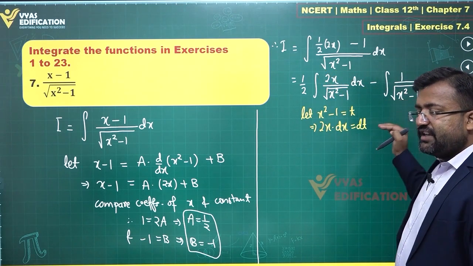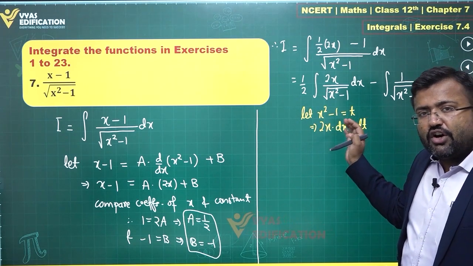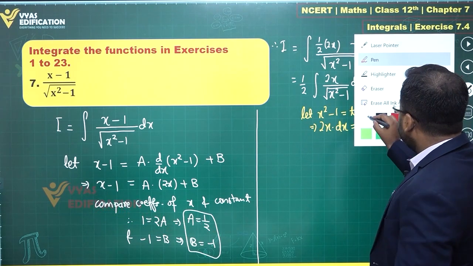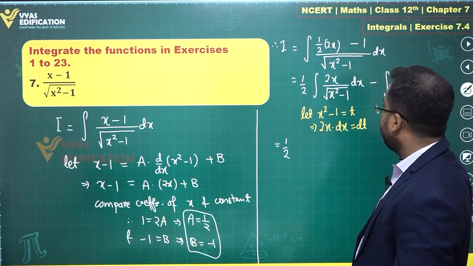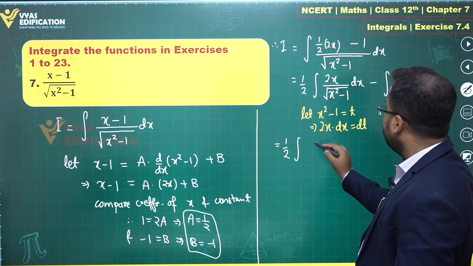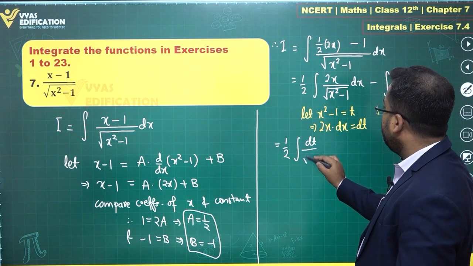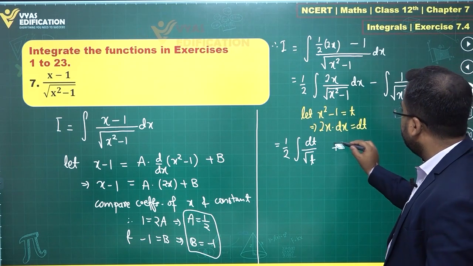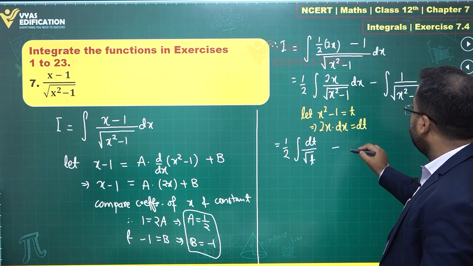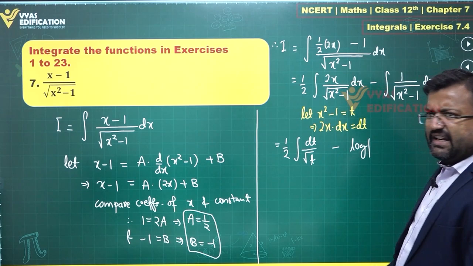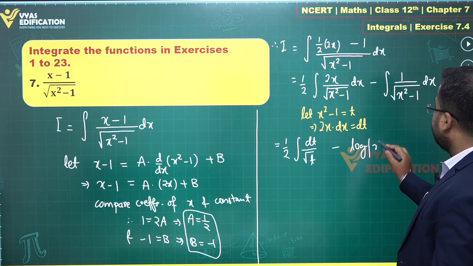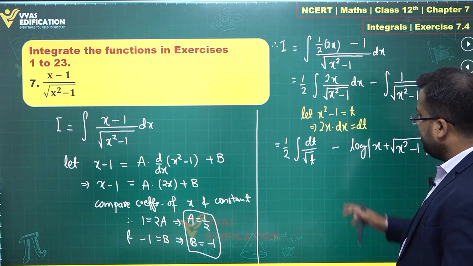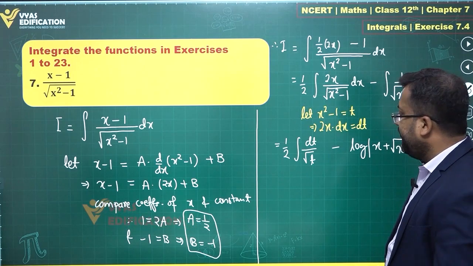And the second here is a standard formula. What is that? Integral of 1 upon under root of x square minus a square is equal to log modulus of x plus under root of x square minus a square. That's a simple thing, right? So using this substitution, this becomes 1 by 2 integral of dt upon under root of t, minus, this is log modulus of x plus under root of x square minus a square, modulus. After that, we'll add the constant of integration.